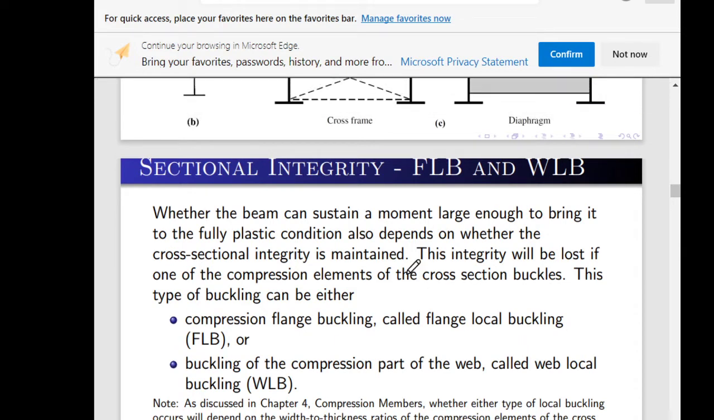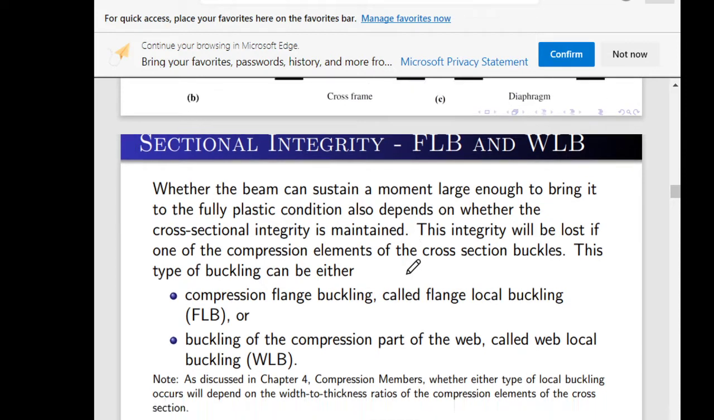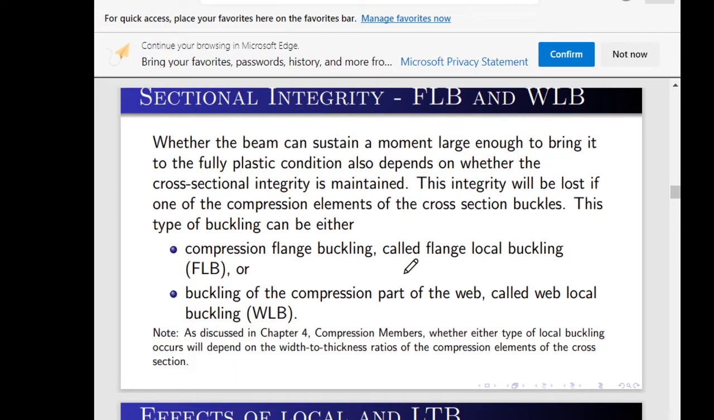Sectional integrity. So whether the beam can sustain a moment large enough to bring it to the fully plastic condition also depends on whether the cross-sectional integrity is maintained. This integrity will be lost if one of the compression elements of the cross-section buckles. So this type of buckling can be either compression flange buckling, where your flange buckles. There is this local buckling at the flange. Or we have the buckling of the compression part of the web. So the web buckles.